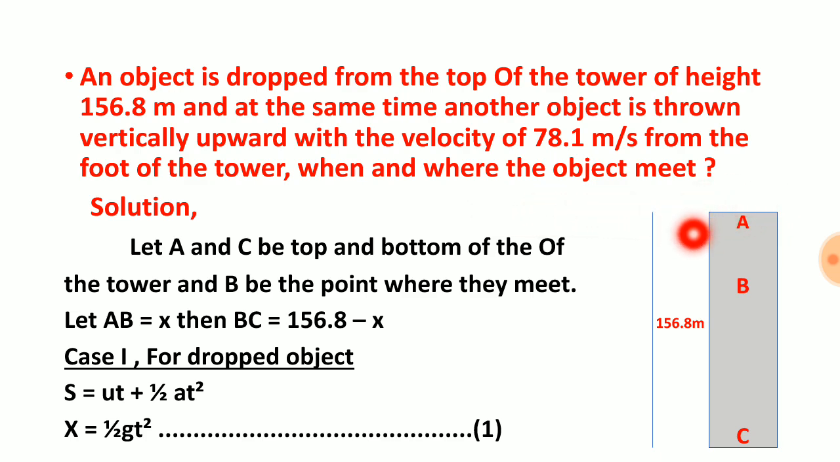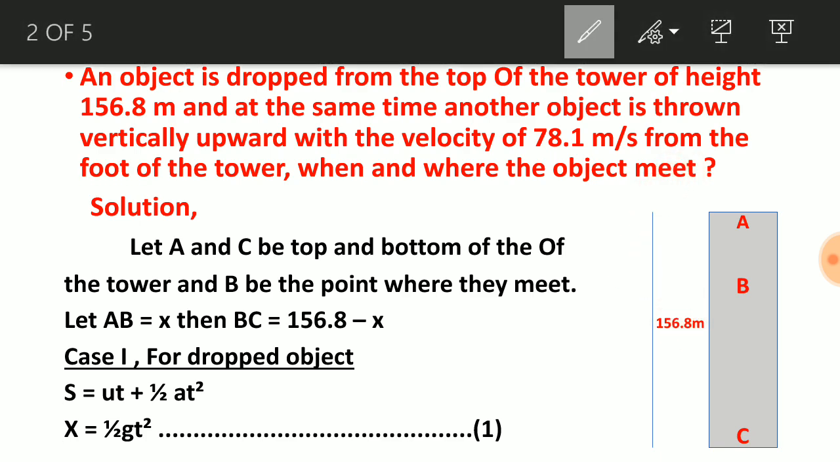This is the top of the tower. Let A be the top of the tower and C be the bottom of the tower. According to this question, the height of this tower is 156.8 meter. A body is dropped from the top of the tower. At the same time another body is projected from the bottom of the tower. Let us consider they meet at the point B.